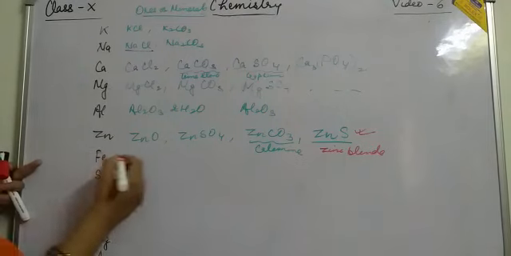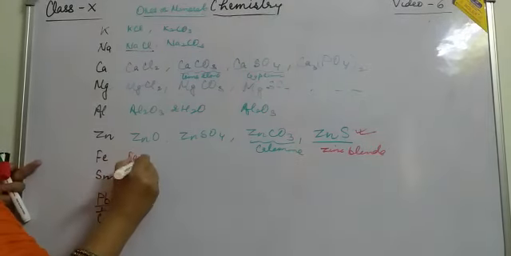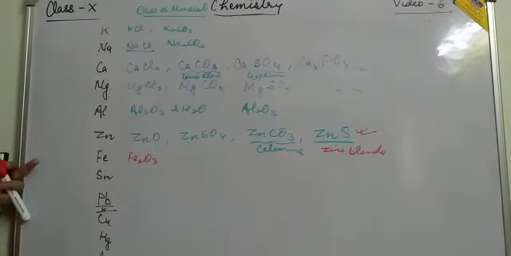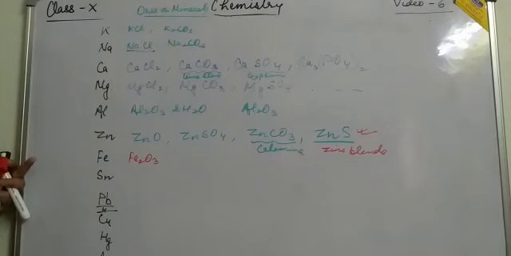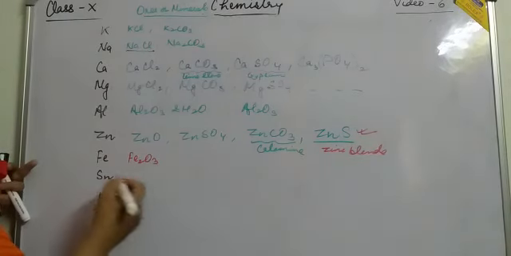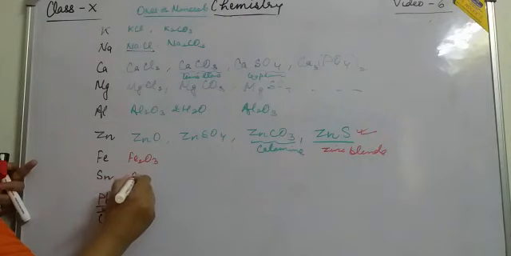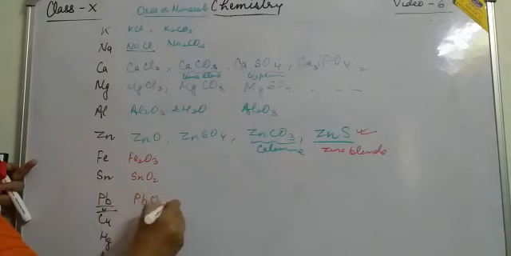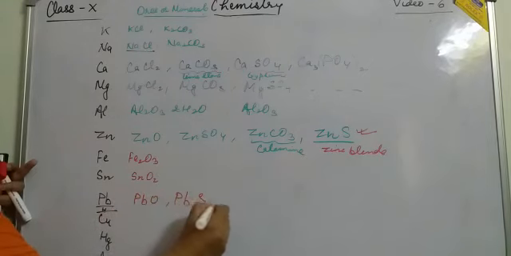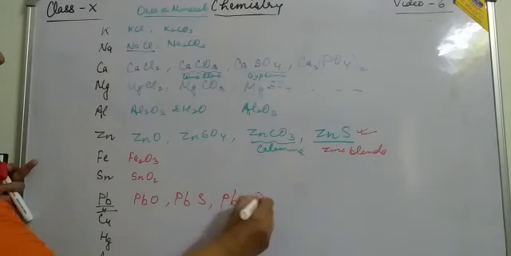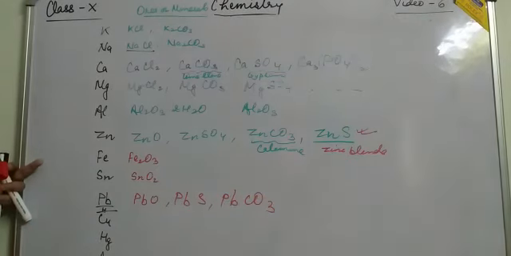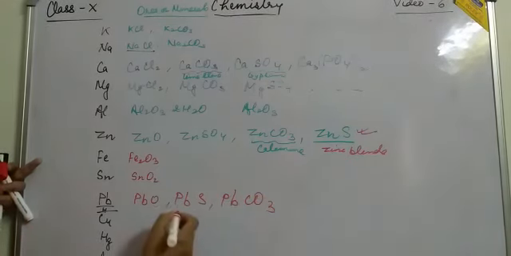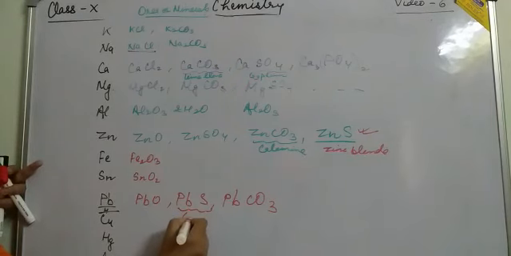Next is iron. Iron, as you know very well, occurs as Fe2O3, hematite, and tin mostly as tin oxide, lead as lead oxide, lead sulfide, lead carbonate. Lead sulfide is commonly called galena.